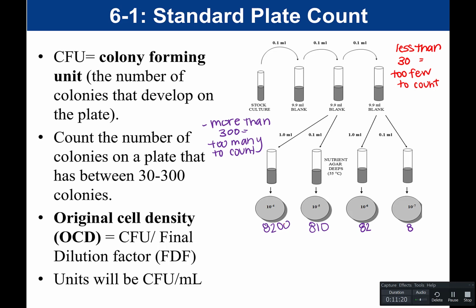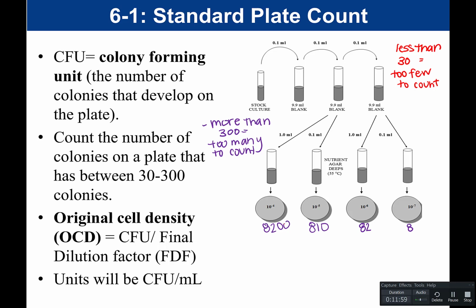So in the example I gave here, I would use my plate that has my 82 colonies because that's the plate that has between 30 and 300. So when I calculate my titer, it's going to be my original cell density, which we abbreviate OCD. The way we calculate that is we take our CFU, our colony forming units, the number of colonies on the plate, and divide by the final dilution factor that's on that plate.